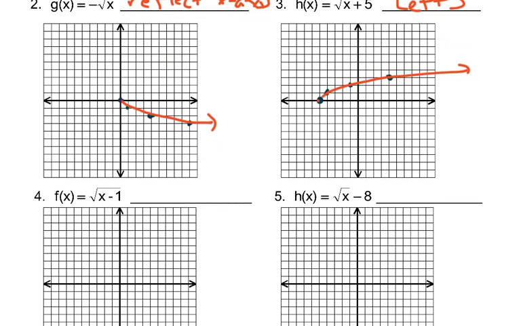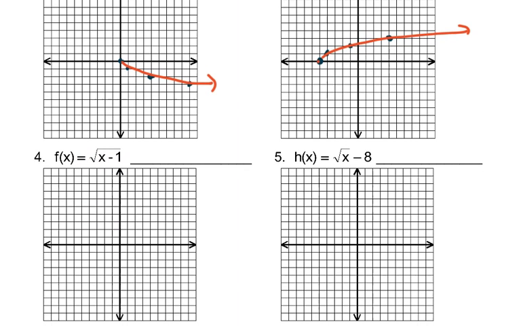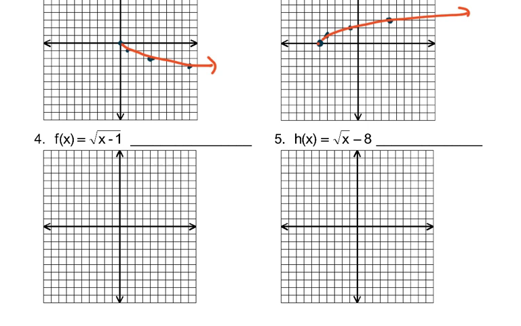All right, now again, if I look at number 4, I've got the square root of x minus 1. And the minus 1 is inside. So remember, inside is left and right, and it's opposite of what you think. So subtracting 1 on the inside is going to move our graph to the right 1. So instead of starting at 0, 0, I go right 1. And that's my point.